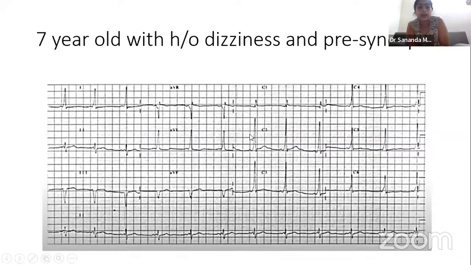WPW by itself doesn't cause any symptoms. But if you take a history in more detail, there will be some feelings of palpitation complained of by the child. This is the SVT caused by the WPW that will cause the symptoms.